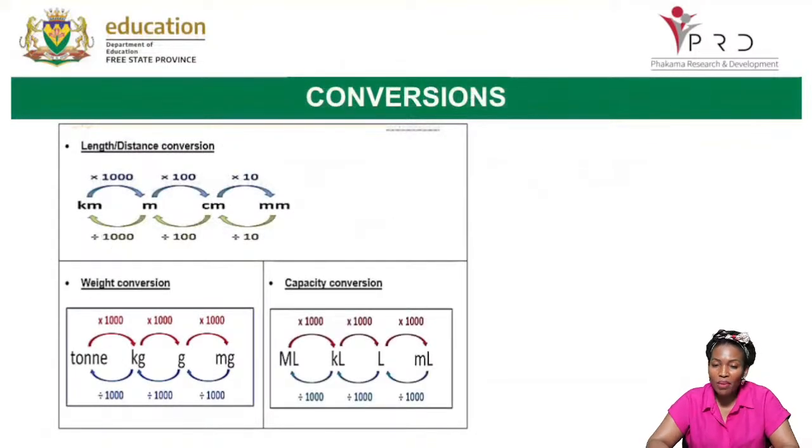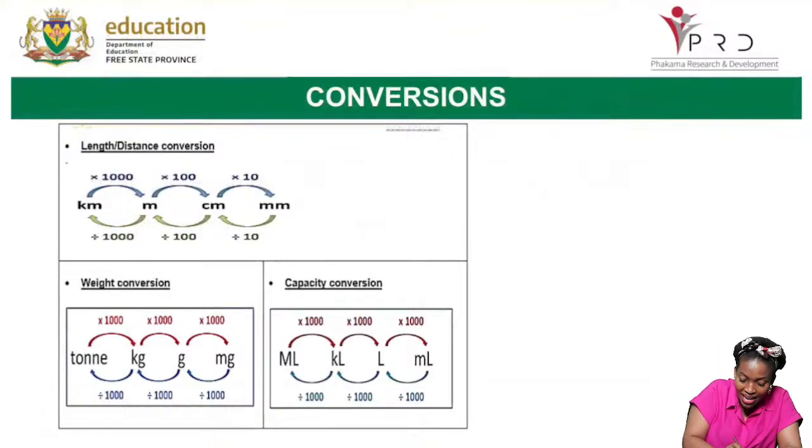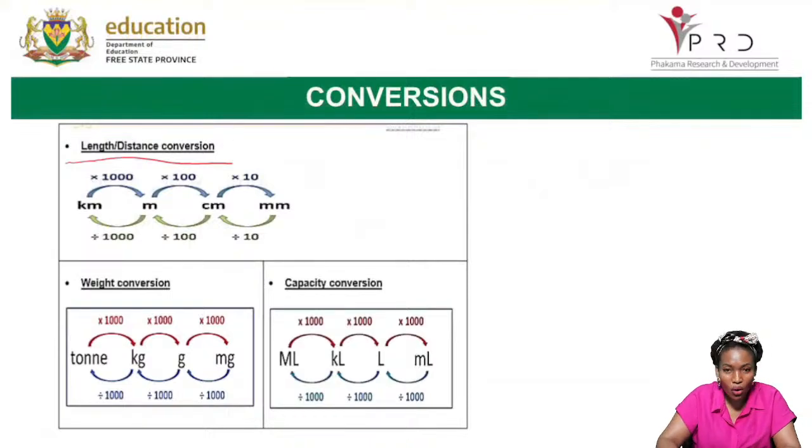The first part of measurement is conversions. I always tell learners that if you can perform conversions, then you know mathematical literacy, and you will pass your paper 2. With conversions, the first one is your length, or rather your distance conversion.